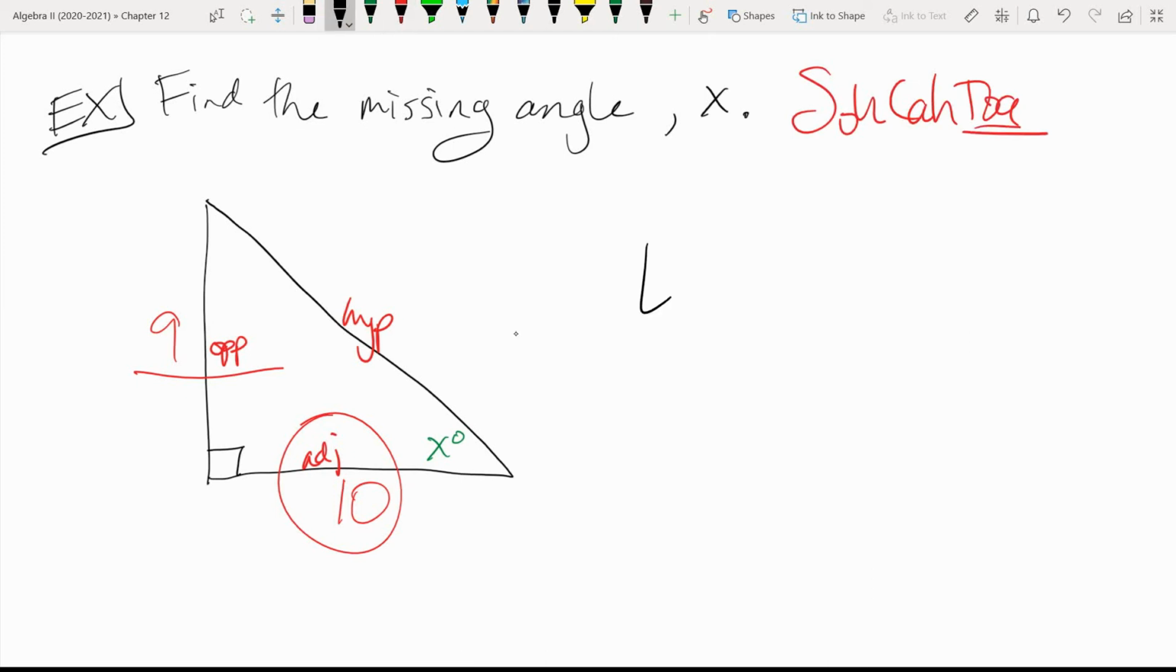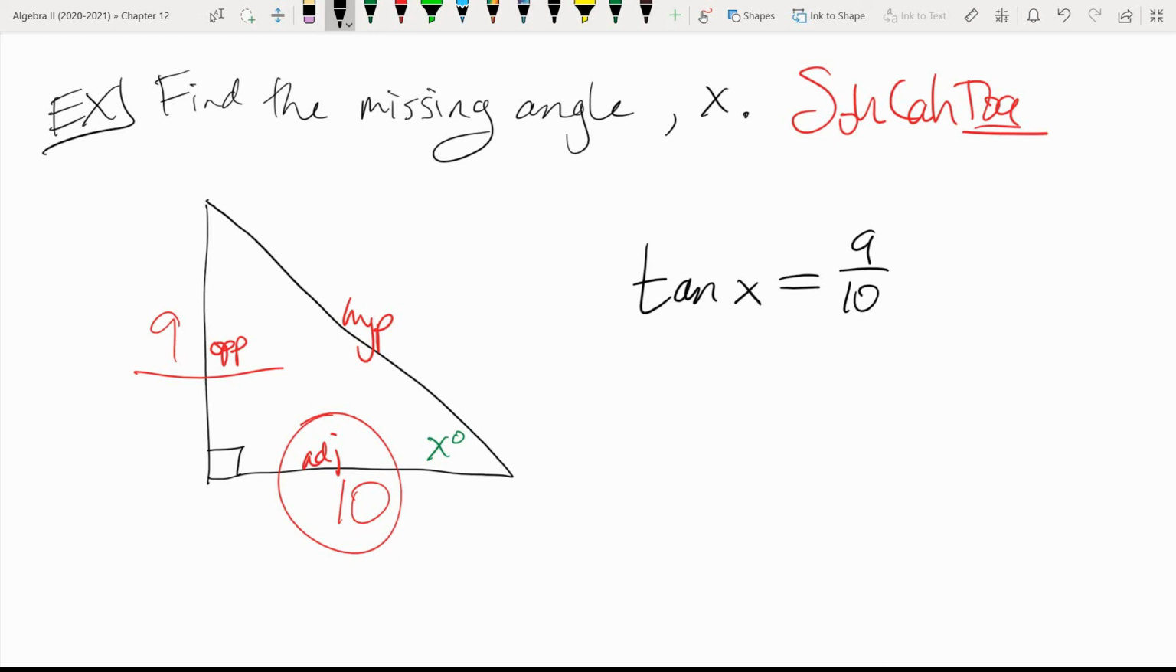Let's write a little equation. Tangent of, well, I'm just going to say x. Don't know what it is. And you can put the degree symbol on there if you want, but it's not super important. We just need a variable there. Tangent of x equals opposite, which is 9, over adjacent, which is 10. Now we just have to figure out what is x.